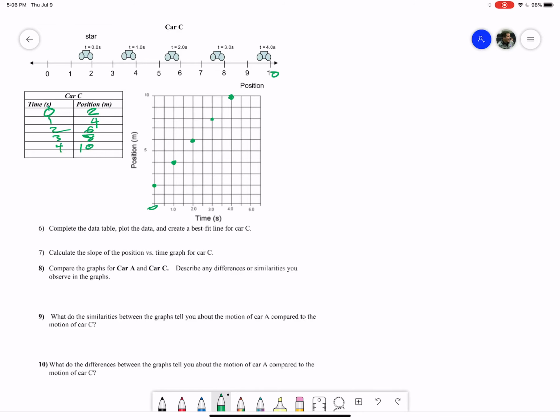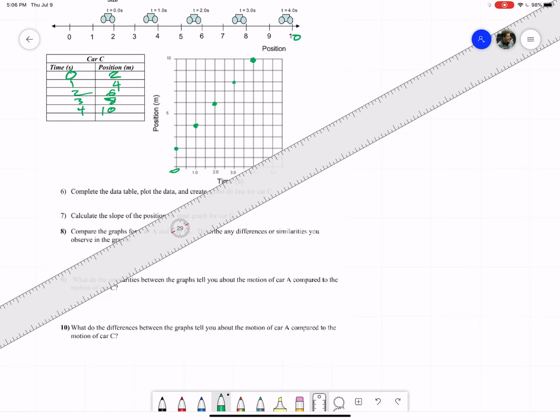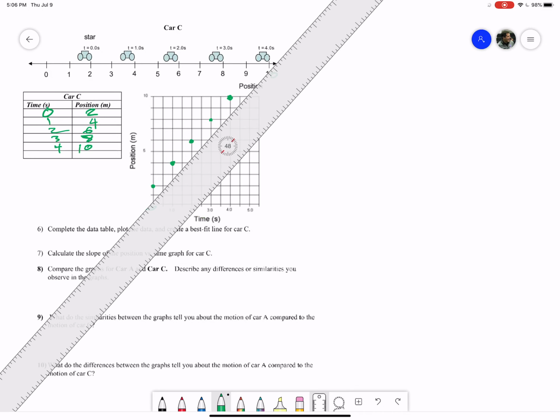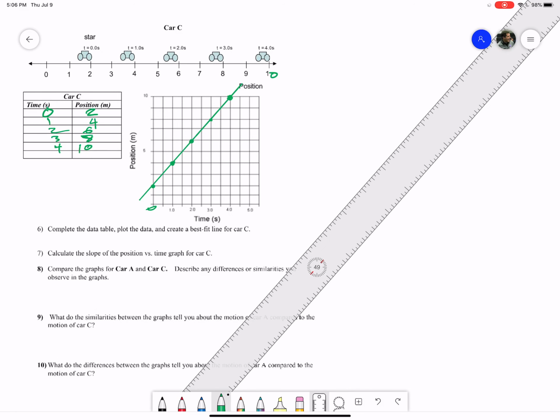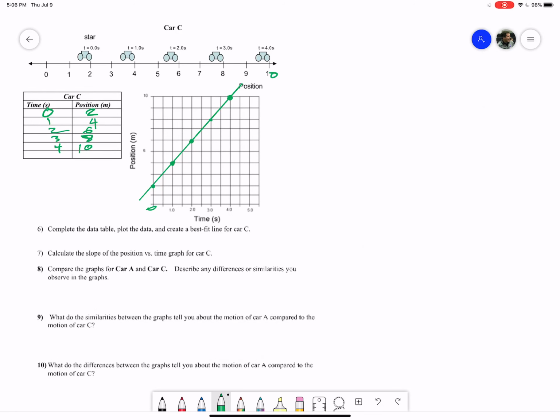Let's get our line of best fit again. So here we go. I'm going to get that lined up. Okay, just about there. And let's trace it. Okay, get that out of the way. All right, so we have our line traced.